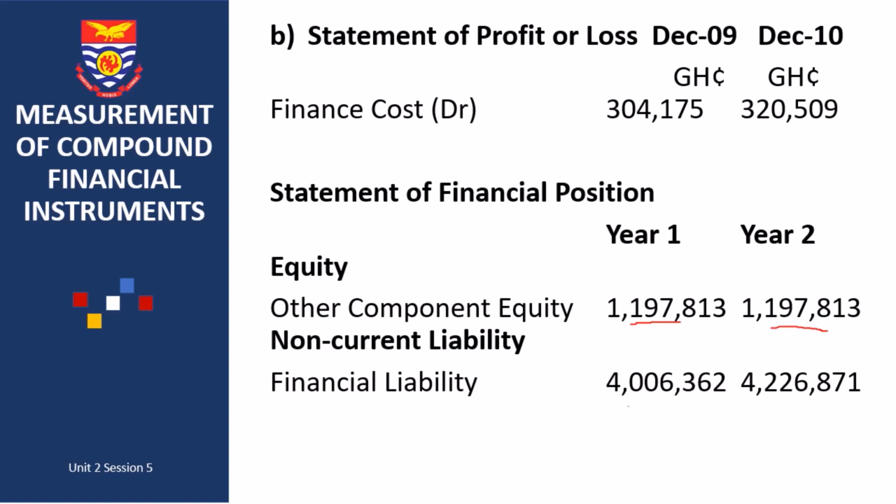However, the financial liability is changing, so you have to bring the closing financial liability at the end of year 1, then the closing financial liability at the end of year 2. This is how you prepare the extract.